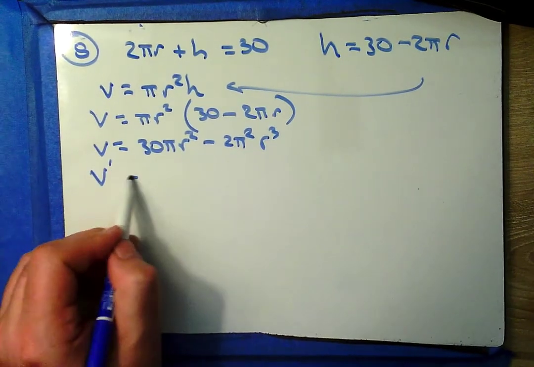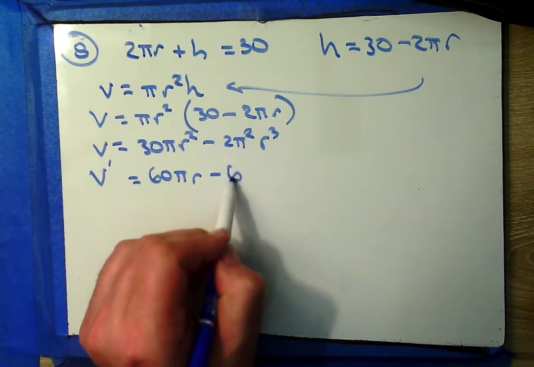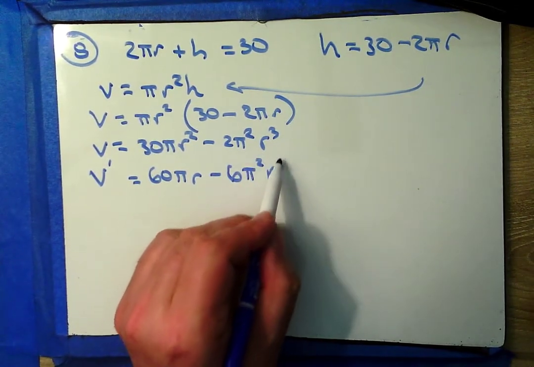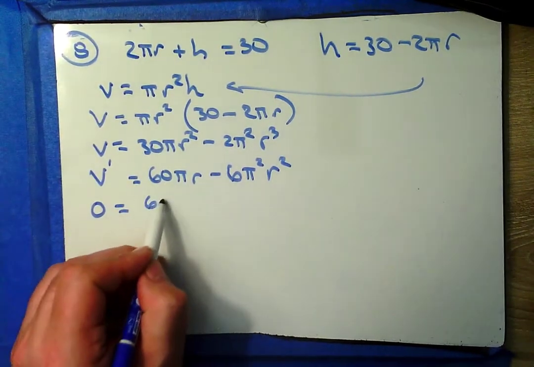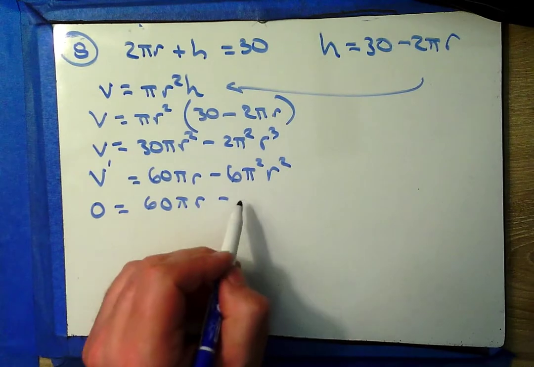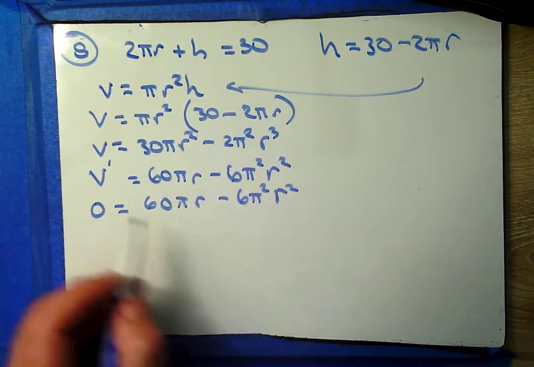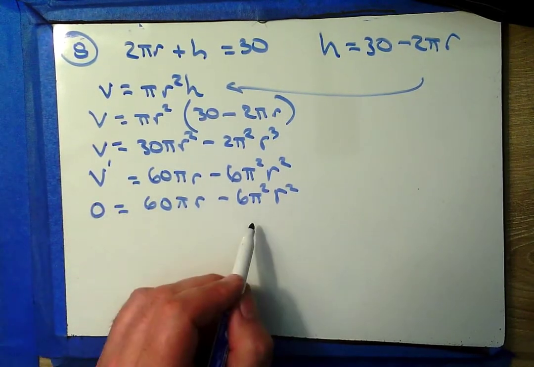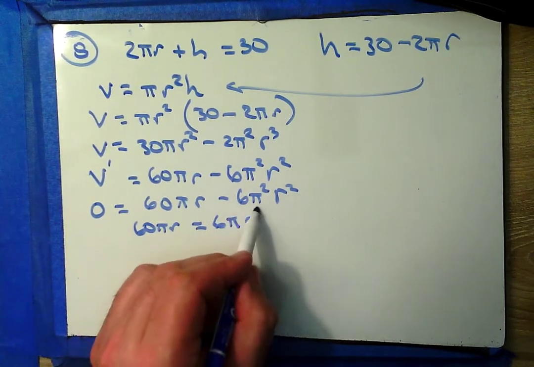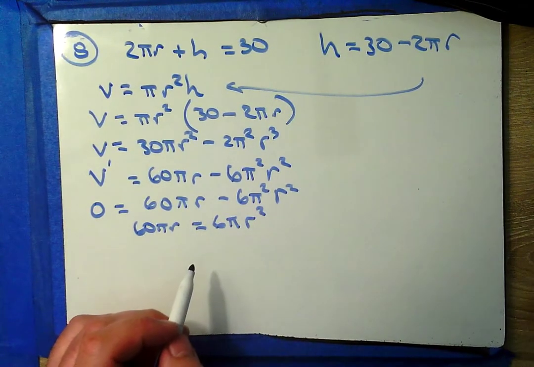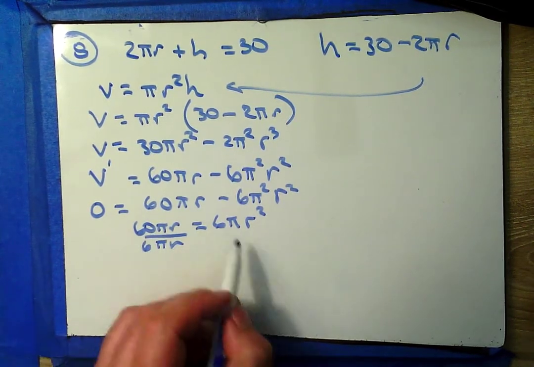We want V prime, so we've got 60 pi r minus 6 pi squared r squared. And we wonder when V prime is equal to 0, because we're looking for a max. I set this V prime equal to 0, which means 60 pi r equals 6 pi squared r squared. I'm going to divide both sides by pi and 6 and r.